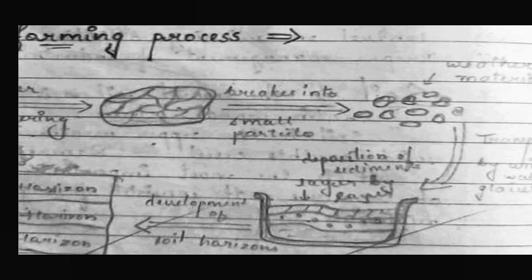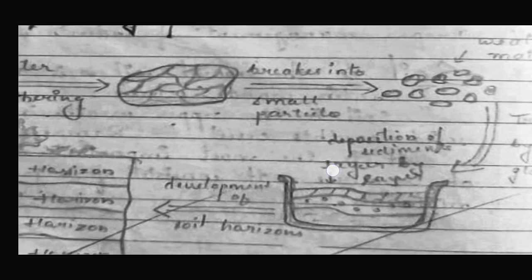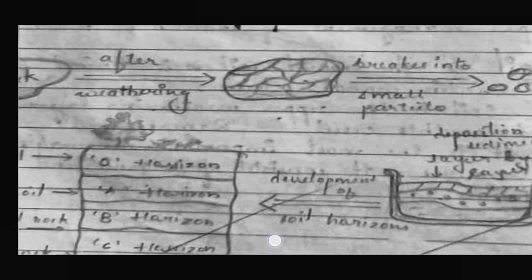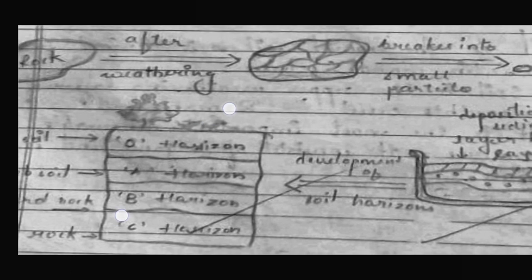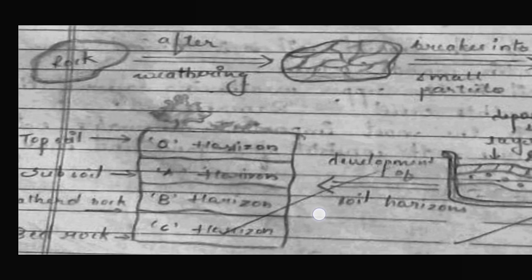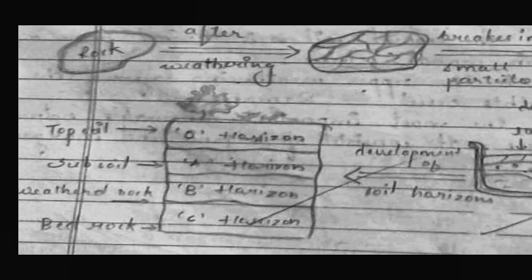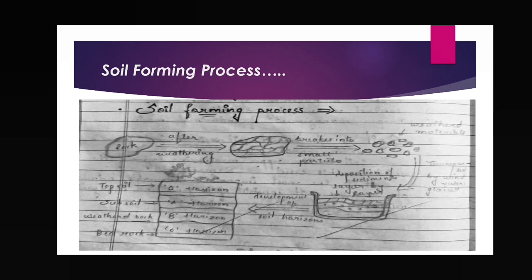This process is called as what? Deposition. And then gradually, due to the physical and chemical changes and heat and pressure, these deposited materials are converted into soil. And if this soil is mature soil, then it has 4 horizons: O, A, B and C: topsoil, subsoil, weathered rock and bedrock. Clear? So that is the soil forming process, formation of soil.